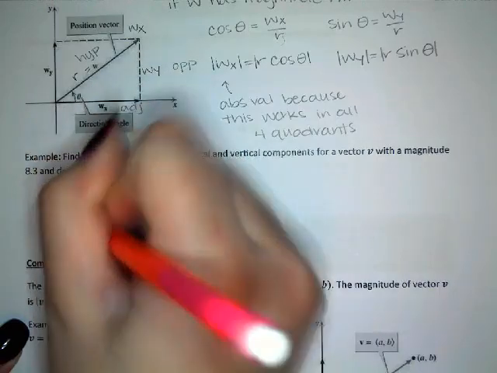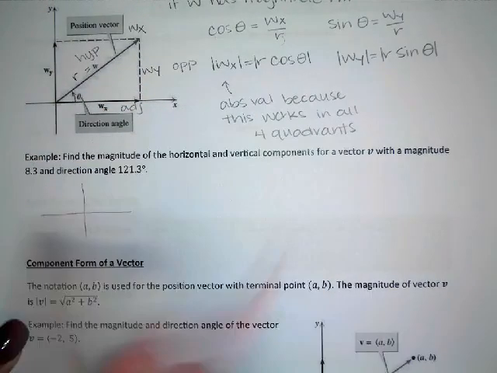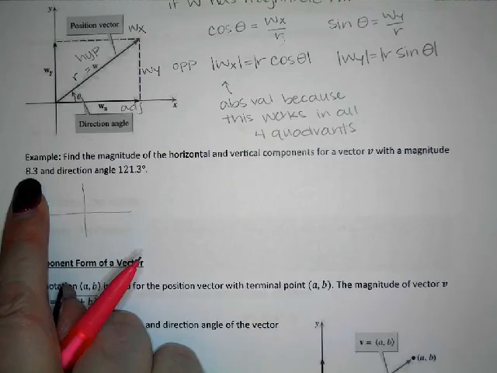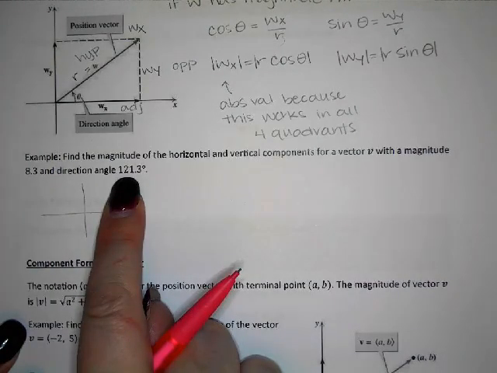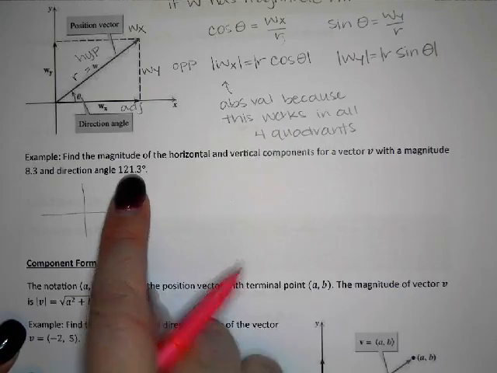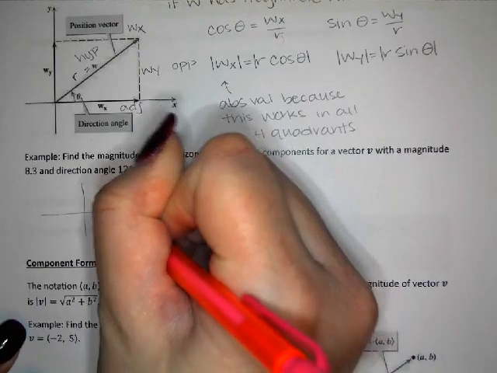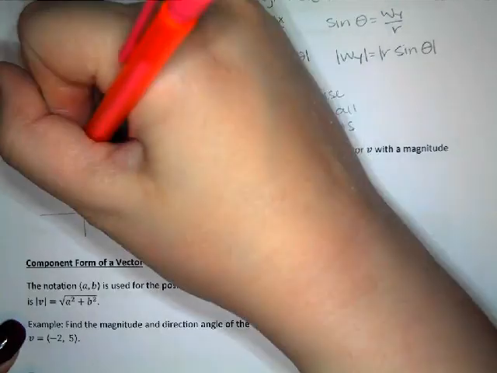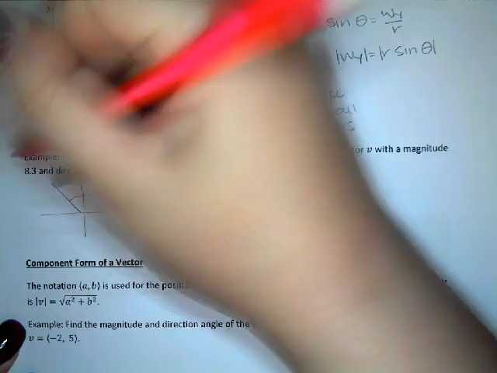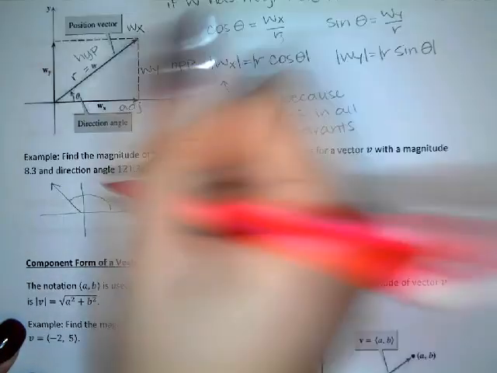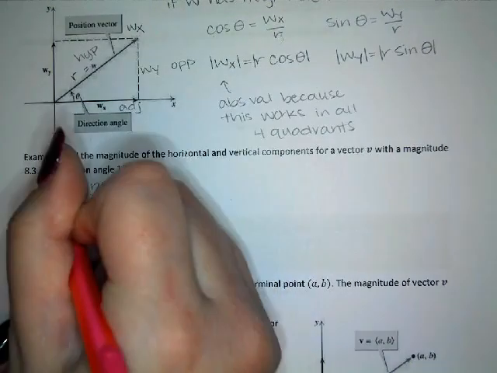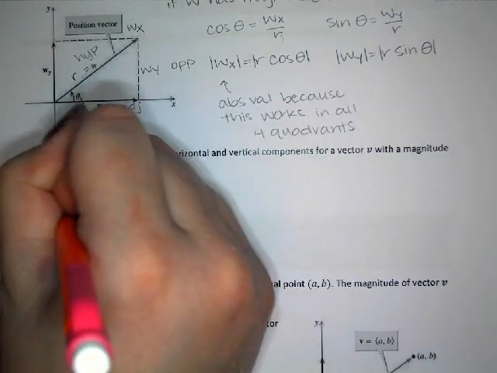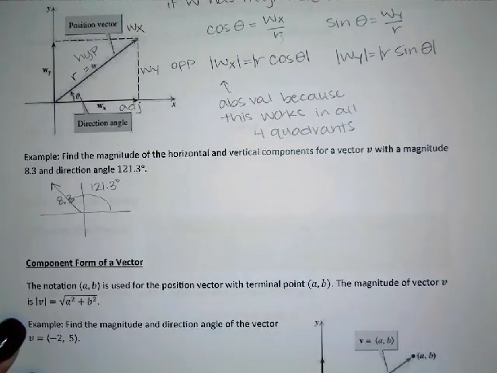So a magnitude of 8.3 is talking about its length. A direction angle is from the standard position. So we know that a 121-degree angle is like over here somewhere. Okay, so we'll say this is 121.3 degrees and that the length of this vector is 8.3. That's the length. Okay, so I can see that this vector is kind of slanted to the left.